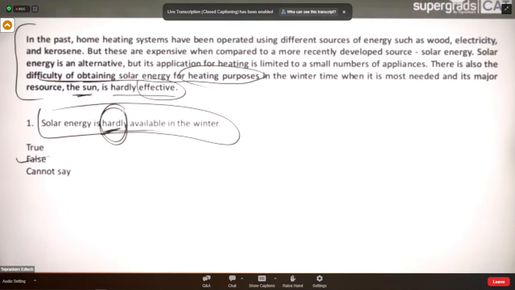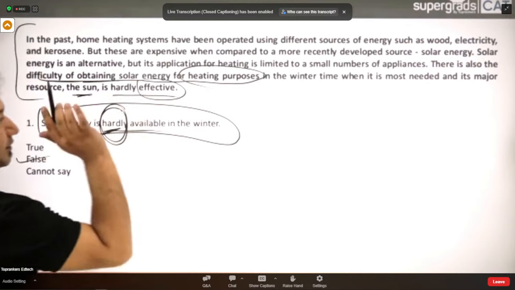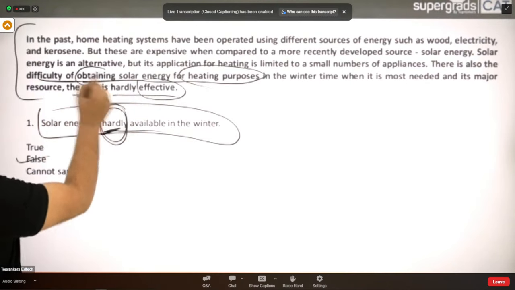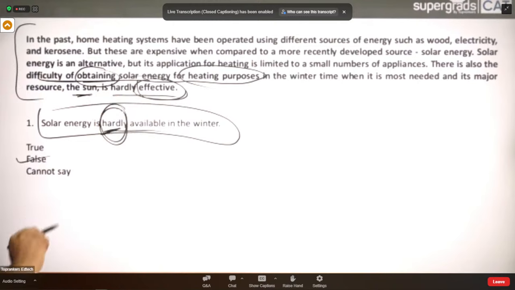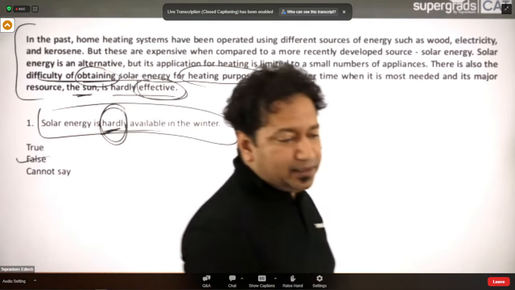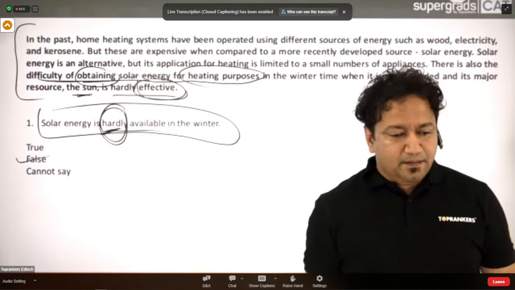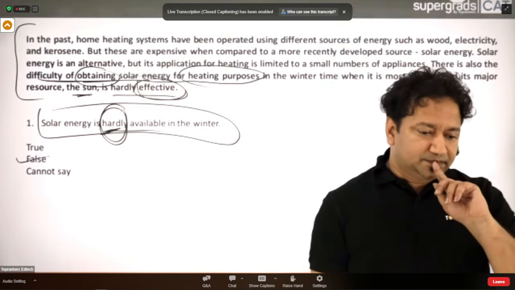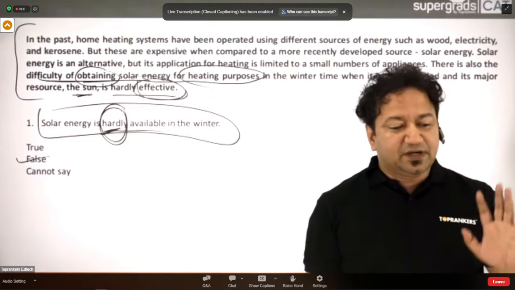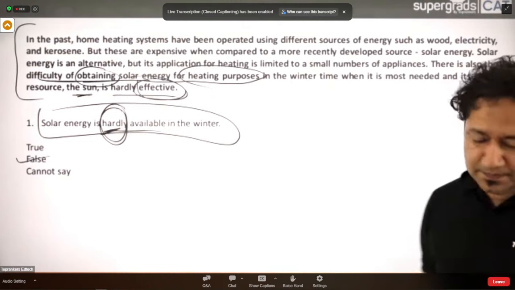If the availability was less, then the passage would not have talked about obtaining the energy or the effectiveness of the energy. It directly said that it is not there. Energy is not there. Obtaining की बात को करता ही नहीं. Do you get that? That is why we come to conclude that it is a false statement.